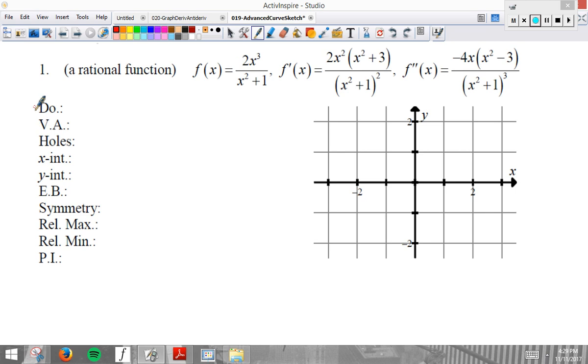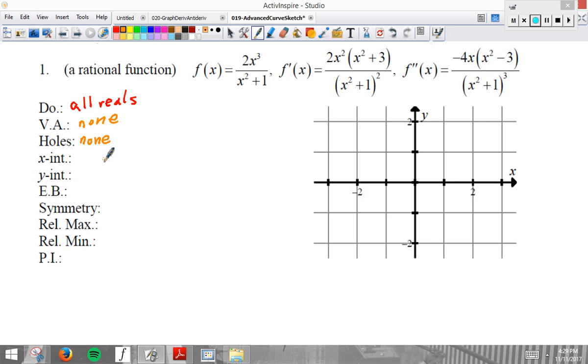F has no domain restrictions. The denominator of f is always positive, so we're hunky-dory. That means we have no vertical asymptotes. That means we have no holes because there's no kinds of discontinuities.